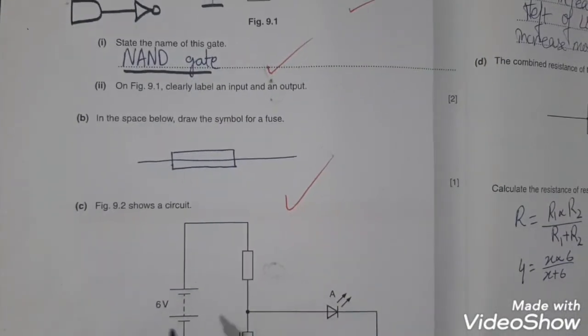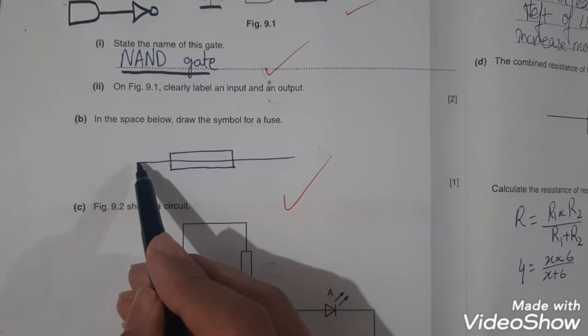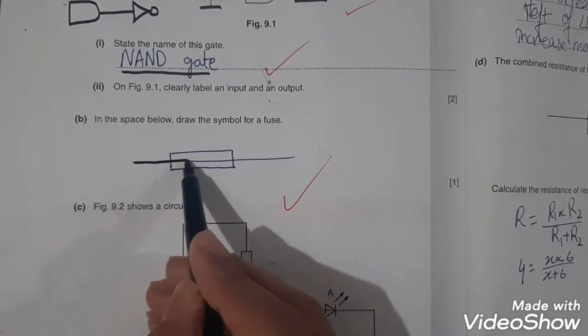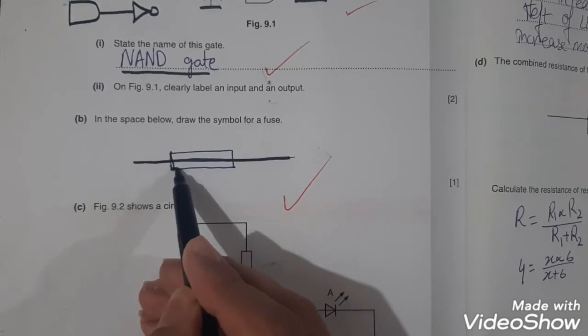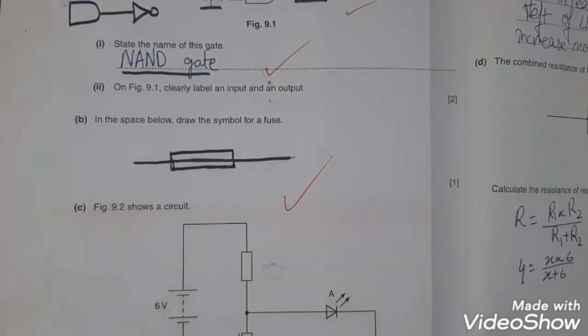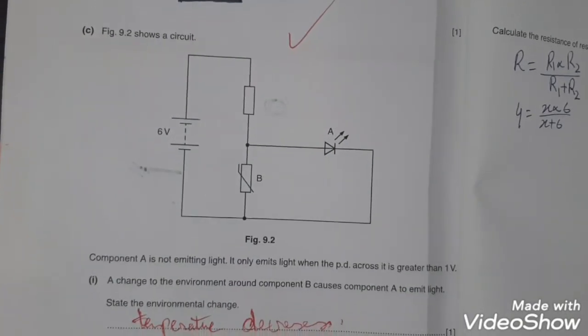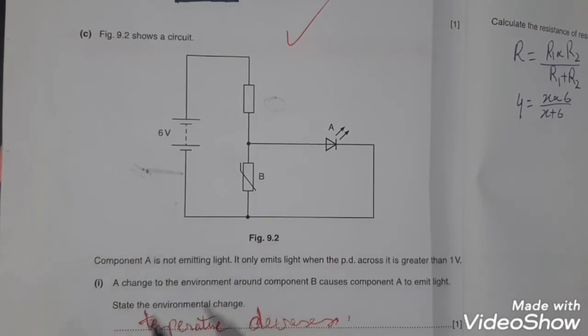Then part B states in the space below draw a symbol for a fuse. So for a fuse there will be a straight line from left to right and then a rectangle in the middle of the straight line, and this will be a fuse. Then question C states figure 9.2 shows a circuit. So this is a circuit.